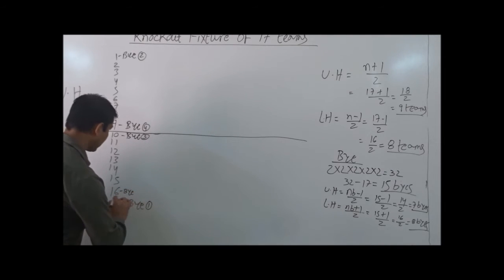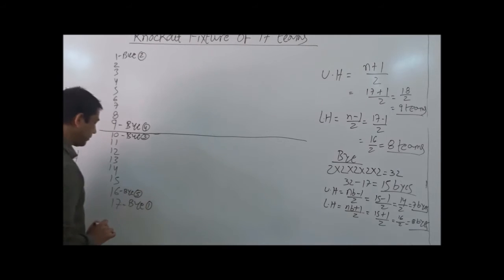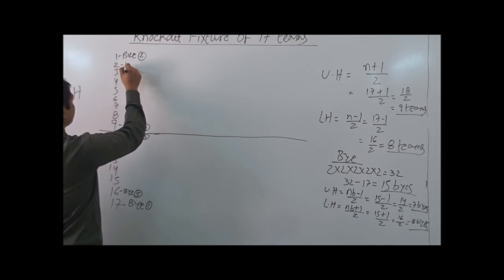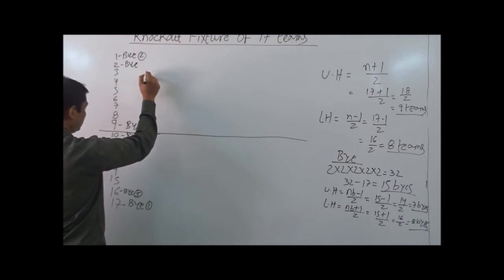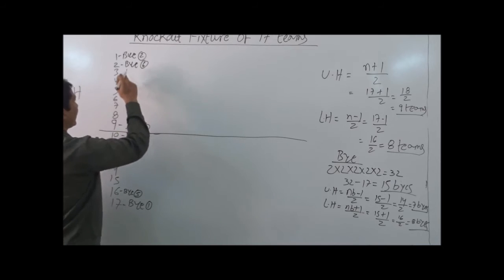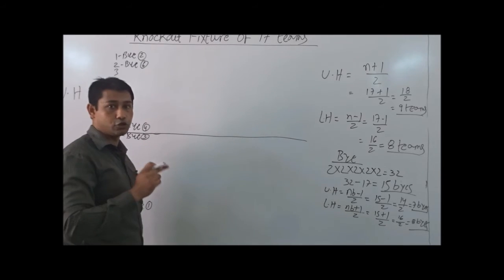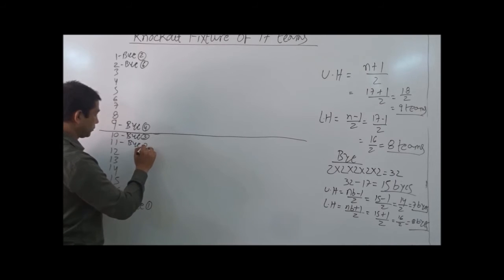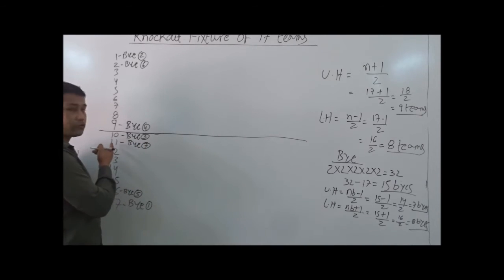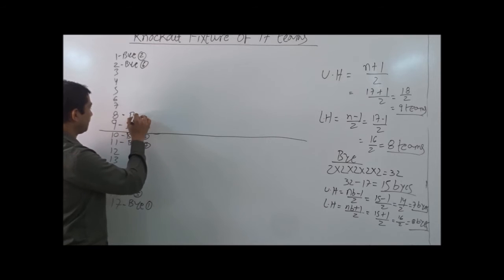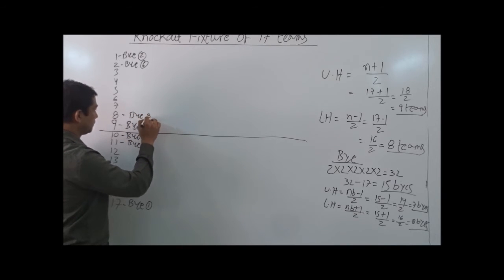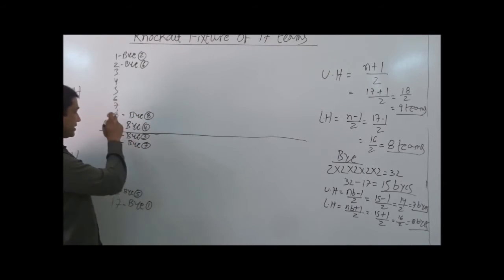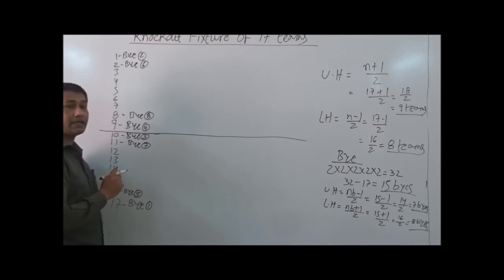Fifth bye is given to the second last team of lower half, that is 16. Sixth bye is given to team number 2. Seventh bye is given to 11. Eighth bye is given to team number 8.